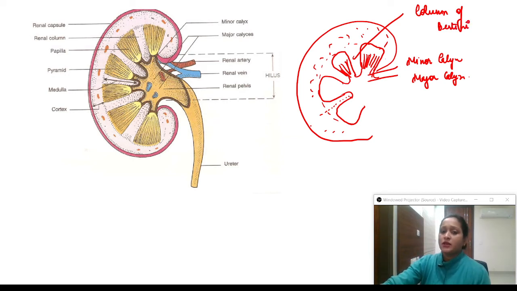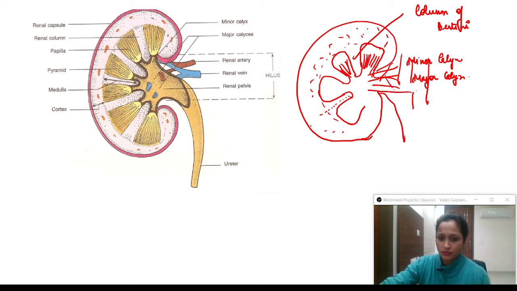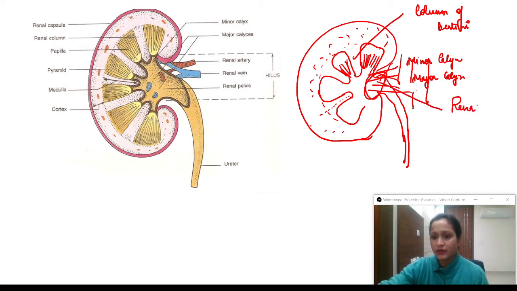Now here, from this concave side, arteries and veins are entering, and the ureter is coming out. Here a funnel-shaped structure is formed, and this funnel-shaped structure is known as the renal pelvis.